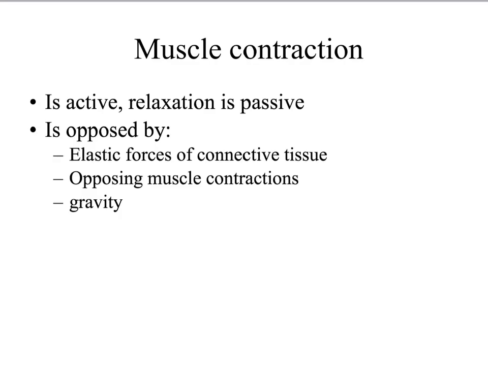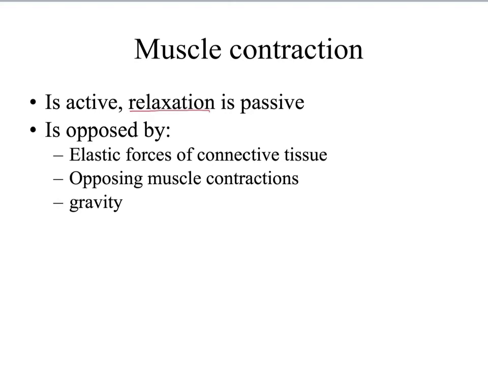Now, I told you at the beginning of the lecture that muscle contraction is active and relaxation is passive. In other words, you relax by simply stopping contraction. So what returns your muscle to its original length is going to be a combination of three different things. You need to know these.